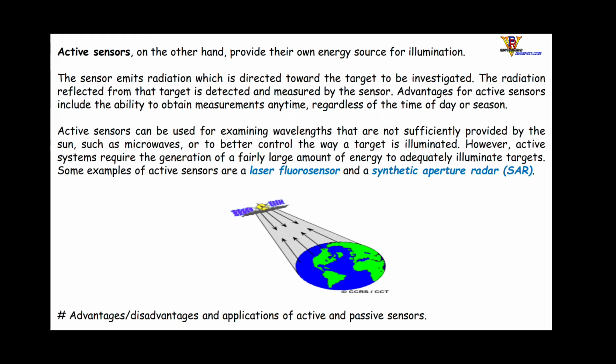However, active systems require the generation of a fairly large amount of energy to adequately illuminate targets. Some examples of active sensors are laser fluorescensor and synthetic aperture radar, which is also known as SAR. So, by this figure, we can say that active sensors require their own energy source of illumination, and the advantage is that the measurement from the active sensor can be taken at any time regardless of time, day or season.